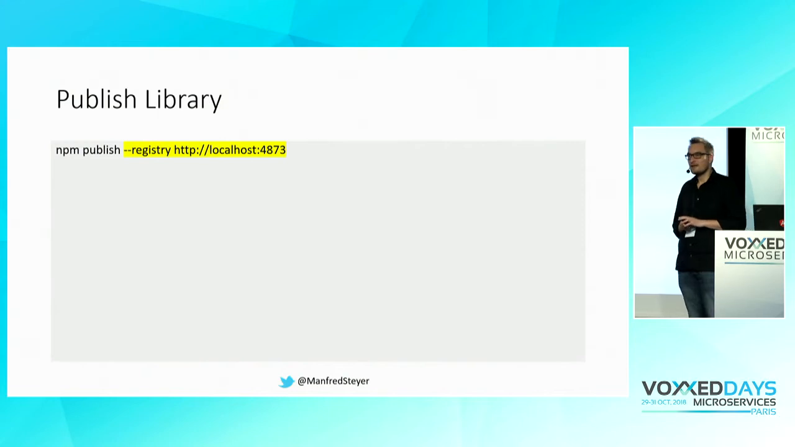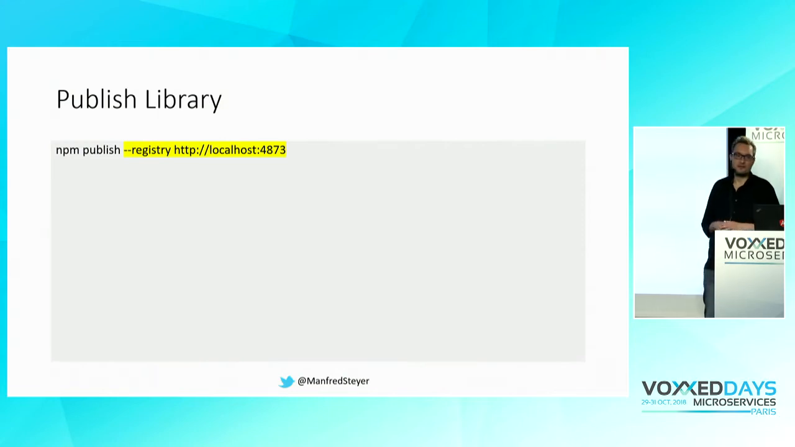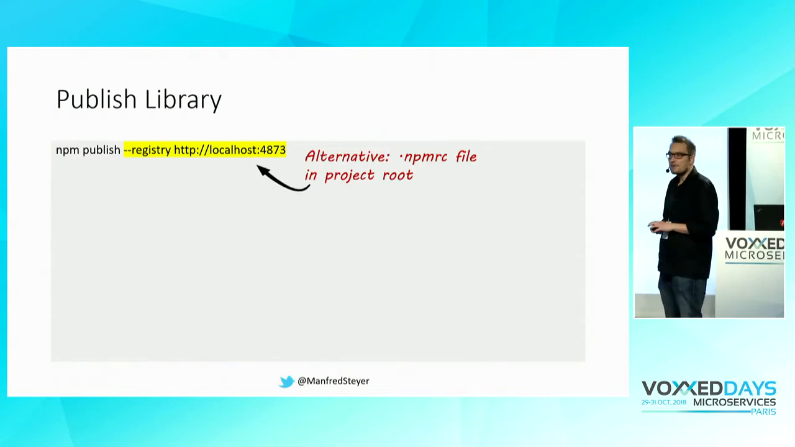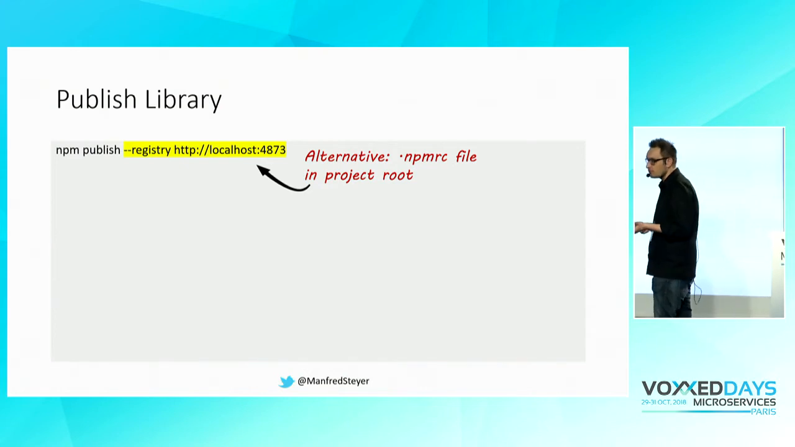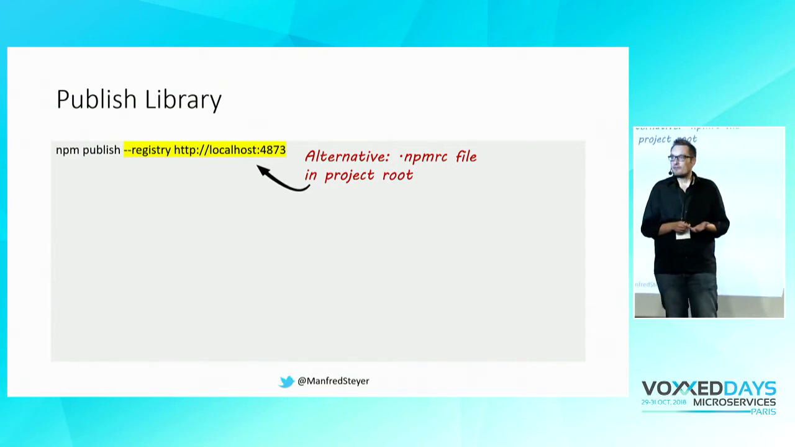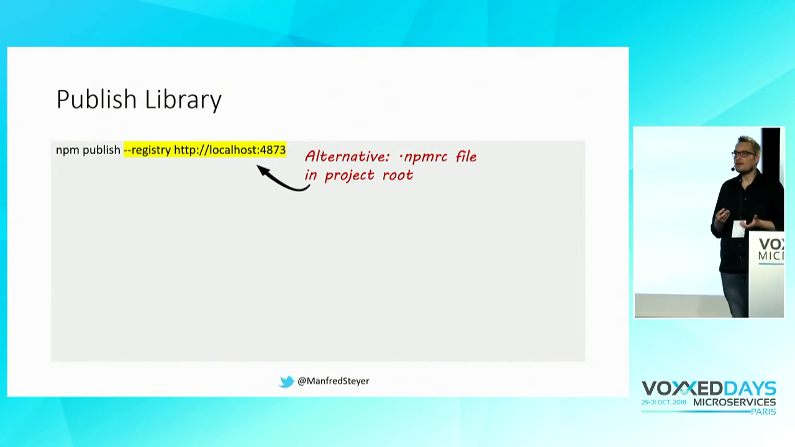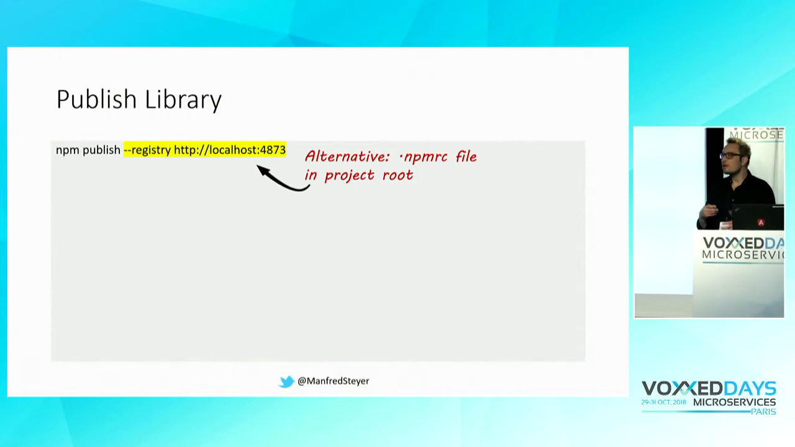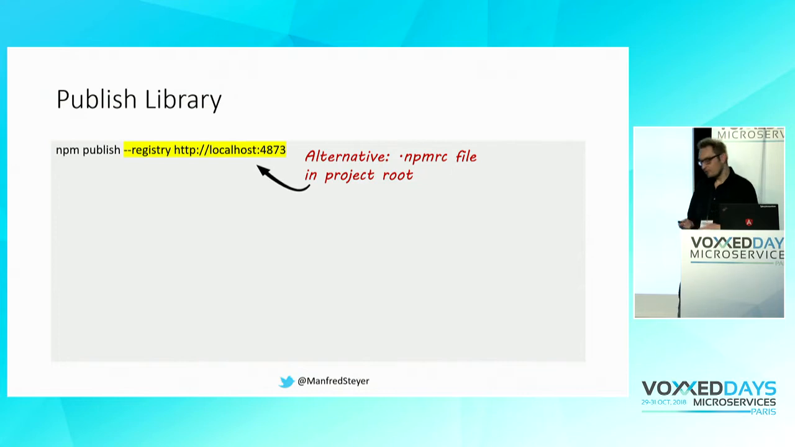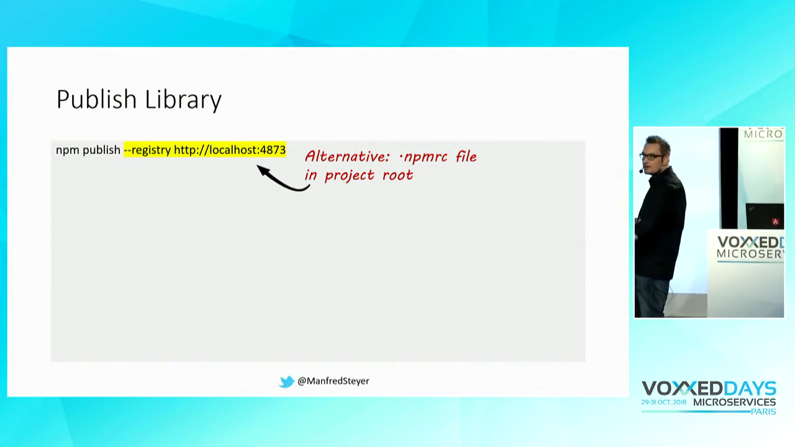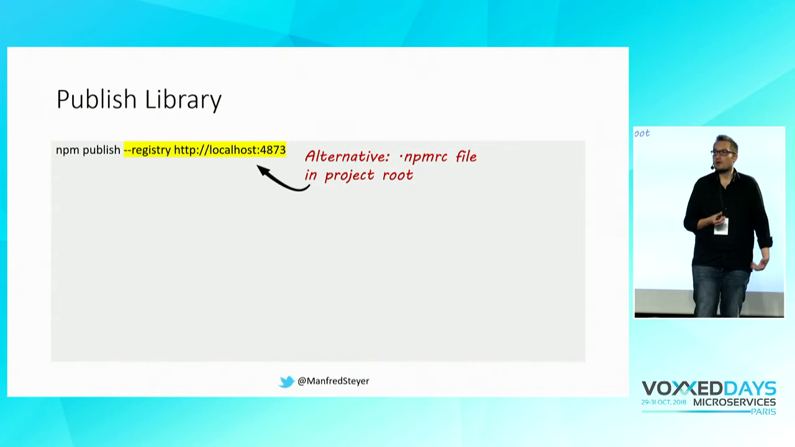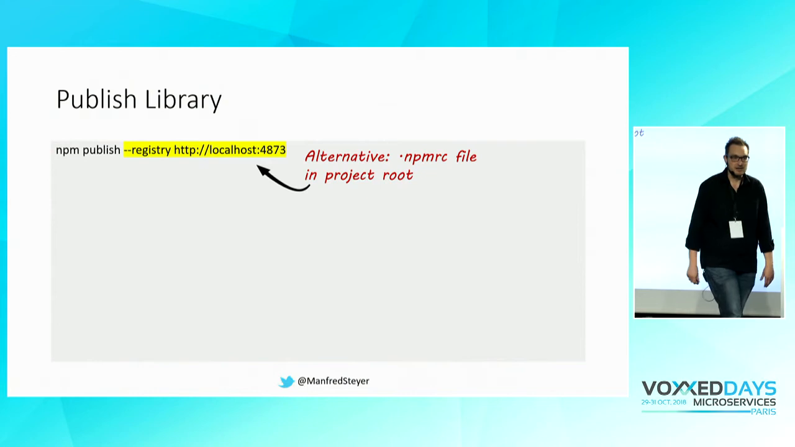And that's why it is nice to know that there is an alternative for this registry flag. You could also create an .npmrc file in your project's root, and then this file can point to your registry. And so everyone who is doing an npm publish command will automatically use the settings within those files. And the best of it is you can even check it into your source control. That also means your colleagues will check it out, and then they will have the exact same settings.